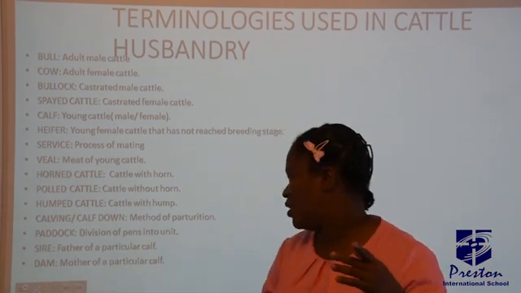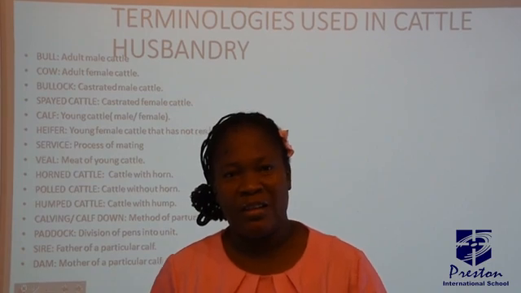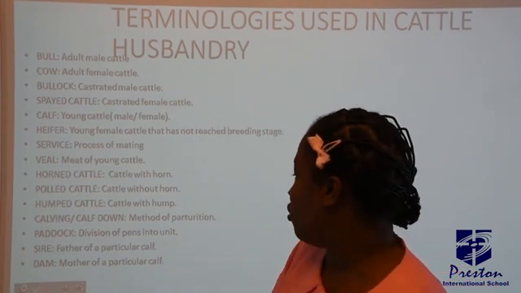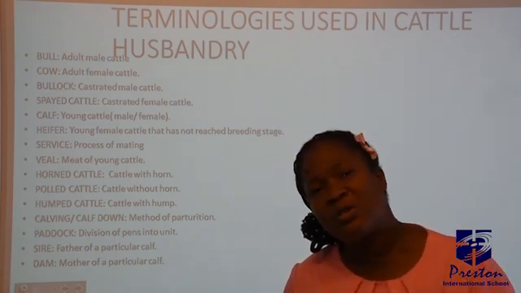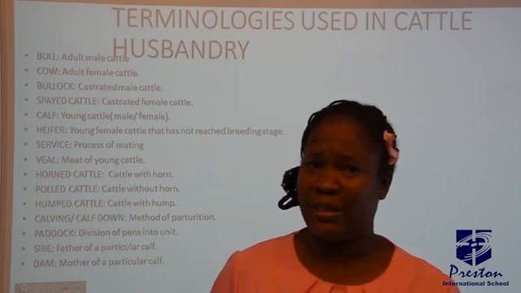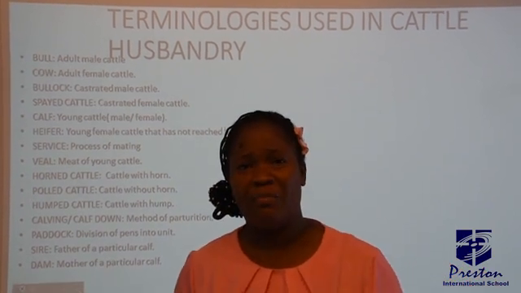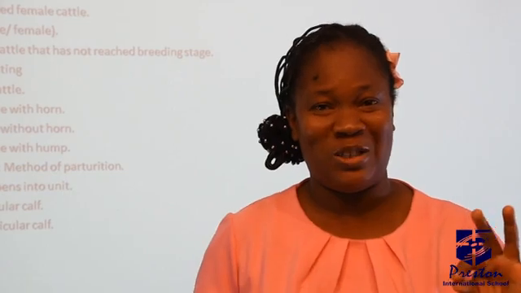Now, the sire, that's the father of a particular calf, and then the dam, that's the mother of a particular calf. I noticed that when you see cattle, you always address them as cow. No, the general name for them is what? Cattle. But if you can actually identify that it is a male or a female, then you can address them as either bull or cow. Please, let's take note of that.